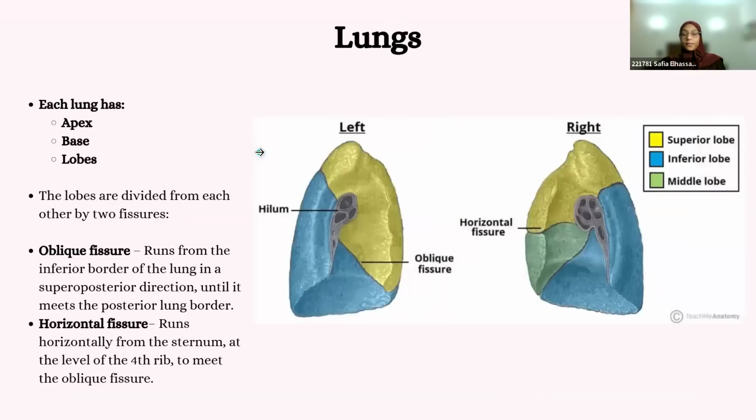All right, now let's talk about the lungs. So each lung has an apex, which is the top here, and this top is located above the clavicle. It has a base, which rests on top of the diaphragm, and it has lobes. The lobes are divided by these fissures, and you have two fissures.